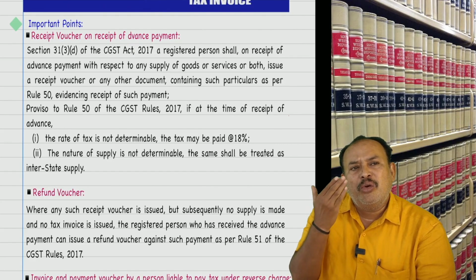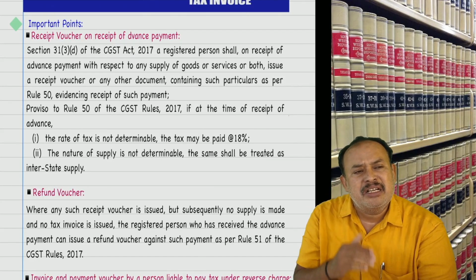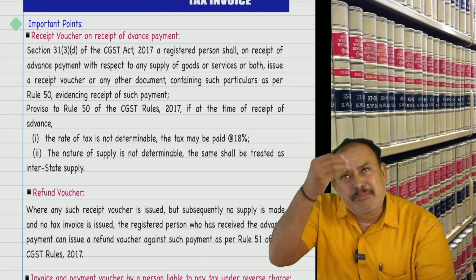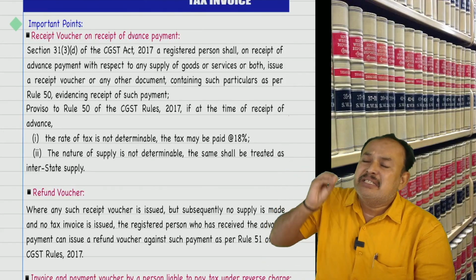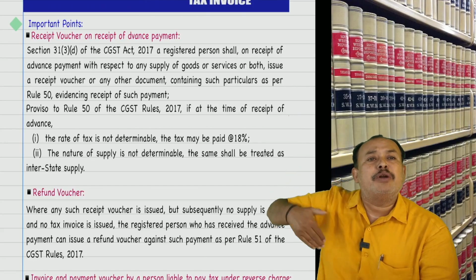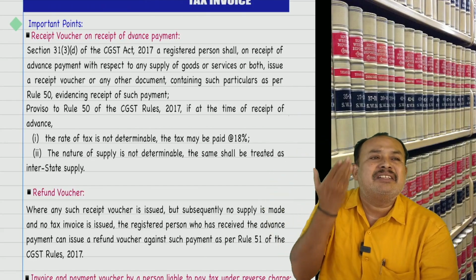Sir, what happens in a case where the supplier of service received payment in advance, the time of supply has taken place, GST is already paid, and before making the supply of services, the supply got cancelled?